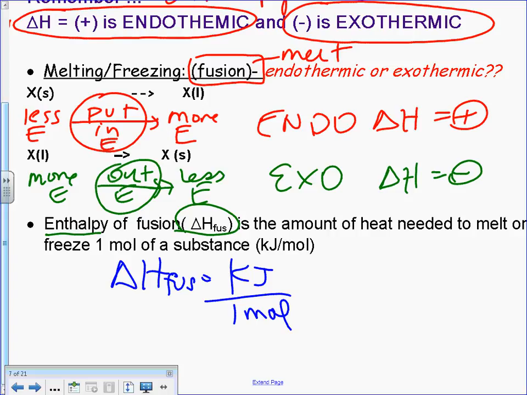Thumbs up when you get here. The next one will go faster because you guys have an idea of what we're doing. We've only done melting and freezing so far. What's coming next? Evaporation and what's the opposite of evaporation? Condensation. Good.